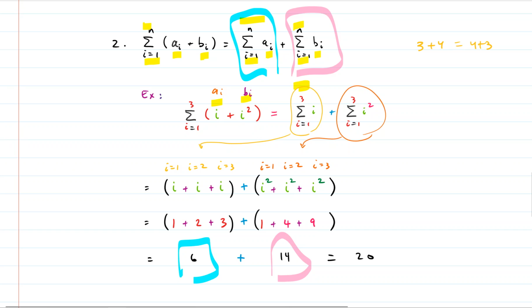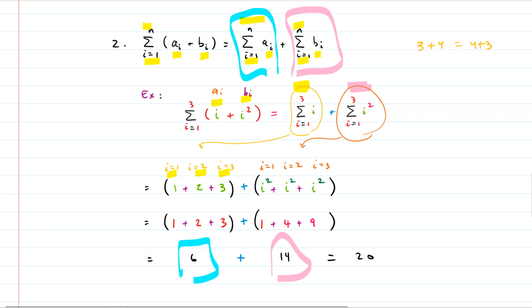I take my i, and I have 3 times, right? I go from i equals 1 to 3. So I have i equals 1, 2, 3, 3 of them. I need to replace i with what it actually is. So we have 1 here, i equals 2 here, and i equals 3 here. Perfect.